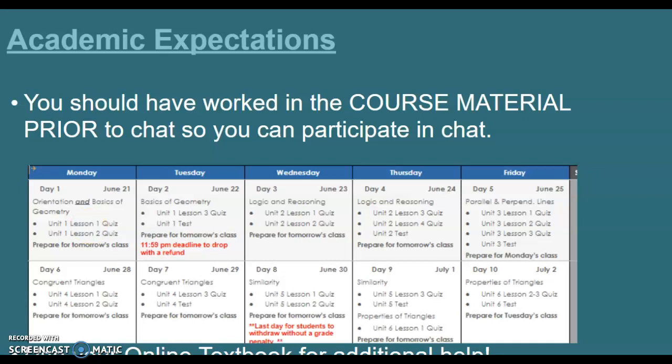If you have not gone through that material, you will not be able to participate in chat. So please ensure that you have that completed and gone over prior to chat. When this says prepare for tomorrow's class, that means that you have to go through and take notes on Unit 1, Lesson 3, because that's what we will be presenting in class. If you have any questions on how that's going to work, please let me know.